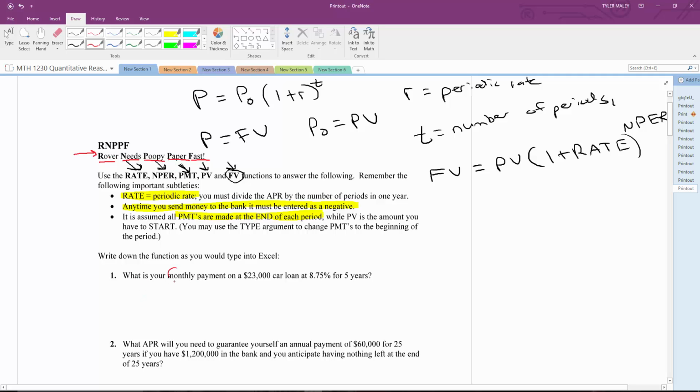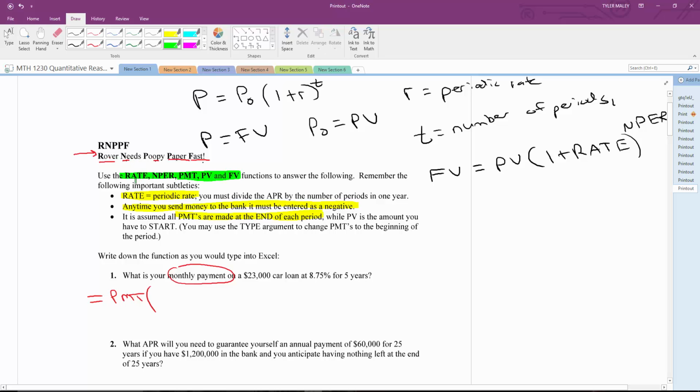So if I want to find the monthly payment, what function we want to use is the payment function, because that's what I want to be the output. So we would use equals PMT, and then, as I was saying, this order. So let me erase a little bit up here. I'm going to highlight this in green. So these things always stay in order.